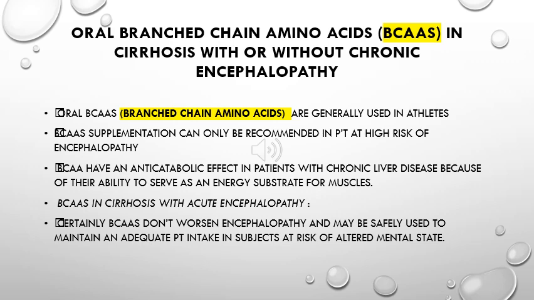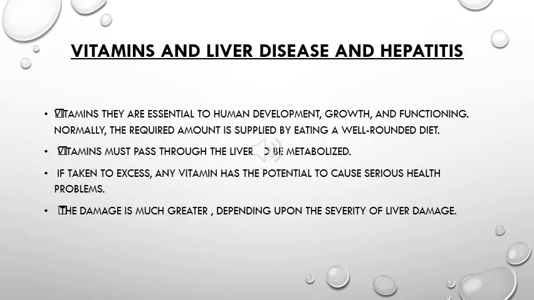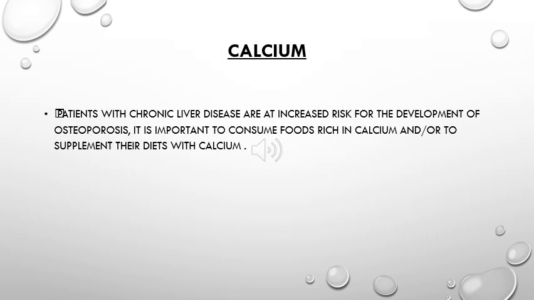Branched-chain amino acids do not worsen encephalopathy, and they are safely used to maintain an adequate protein intake in subjects at risk of altered mental status. Vitamins must pass through the liver to be metabolized, so if taken in excess, they can cause serious health problems in patients with chronic liver diseases.